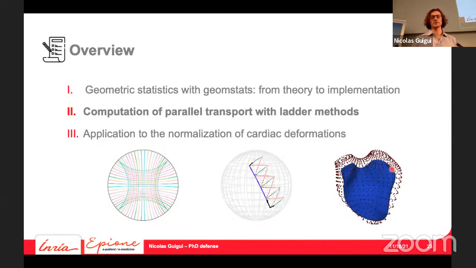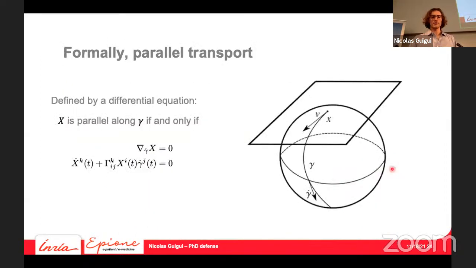So there is a class of approximation schemes called ladder methods. More formally, parallel transport is defined by a differential equation, namely X is parallel along a curve gamma if and only if nabla, this is a connection, gamma dot X equals 0. So nabla measures the rate of change of X with respect to the connection in the direction of gamma dot, which is the velocity of the curve. So this means that X must not vary when compared to the velocity of the curve and when going along the curve. So this defines a differential equation which ensures the existence and uniqueness of a solution.